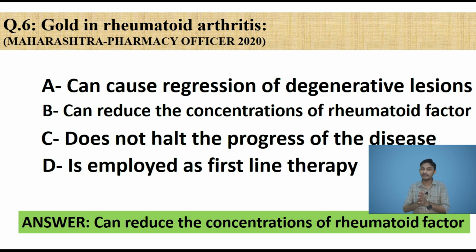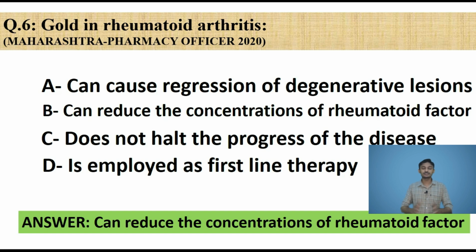The first one is DMARDs, that is disease modifying anti-rheumatoid drugs. The drugs coming under this class: first one is immunosuppressants like methotrexate and azathioprine. Methotrexate and azathioprine are coming under immunosuppressants. The second drug coming under DMARD is sulfasalazine, then chloroquine, then leflunomide, then gold, then D-penicillamine. These are the drugs coming under DMARDs.